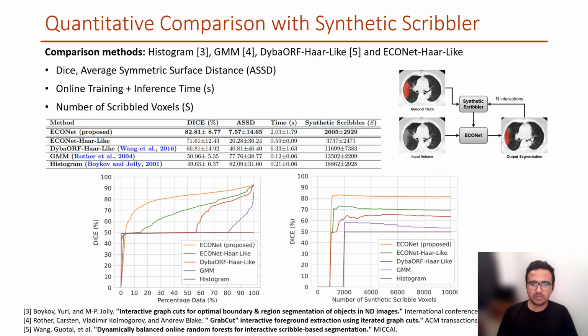As can be seen from the table, ECONet outperforms all existing methods in terms of accuracy as well as the synthetic scribbles required. In terms of timing, it lags behind the existing methods, where those methods do not perform as good as ECONet in terms of their accuracy.